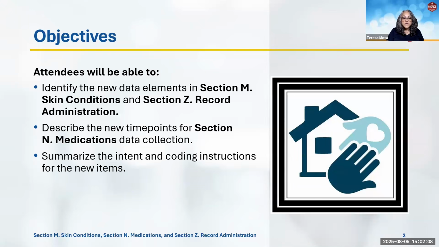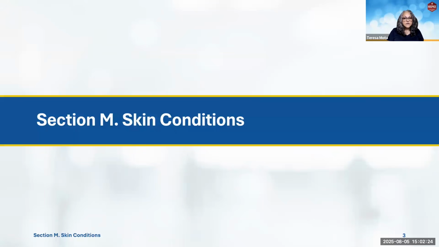By the end of this portion of the training, you will be able to identify the new data elements in Sections M and Z, describe the new time points associated with Section N data collection, and be able to summarize the intent and coding instructions for the new items. So Section M, skin conditions. The items in this section document the presence, type, and current treatment of various skin conditions common in the hospice patient population. It's important to recognize and evaluate each patient for current or potential skin injury.